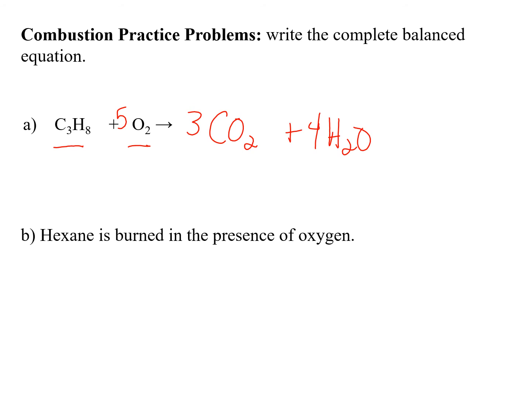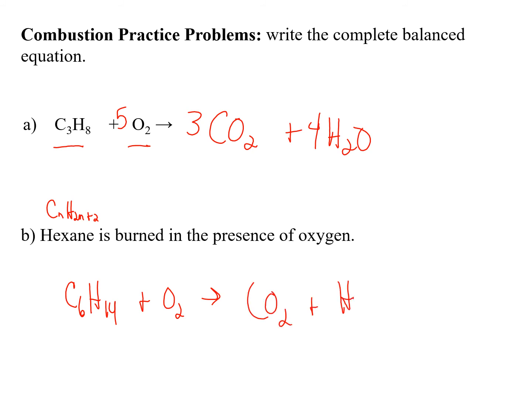Next, let's try hexane. So hexane has 6 carbons. And remember the formula CnH2n+2. That means we have 14 hydrogens. It's burned in the presence of oxygen. So that's what we're given, a hydrocarbon and oxygen. Products are always going to be CO2 plus H2O. All we have to do is balance. So let's take care of the carbons first. That's 6. Let's take care of the hydrogens second. That's 7. All right, now my oxygens on the right side, I have 12 plus 7 is 19.